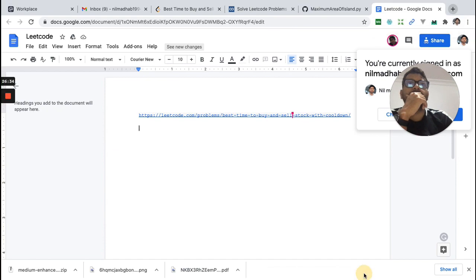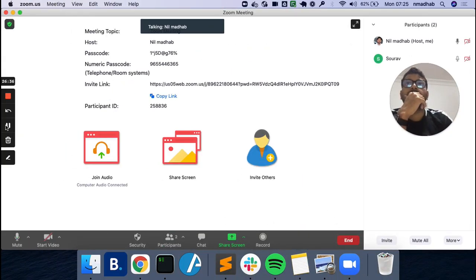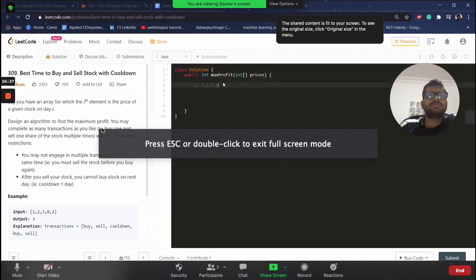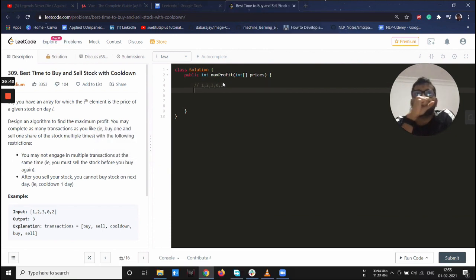Let me stop the screen share, and you can start. This is our array: 1, 2, 3, 0, and 2. And for the index i, suppose we are at index i.